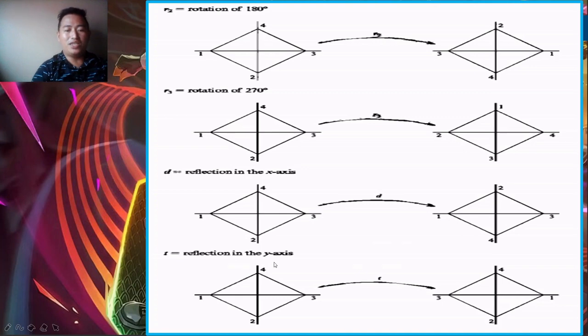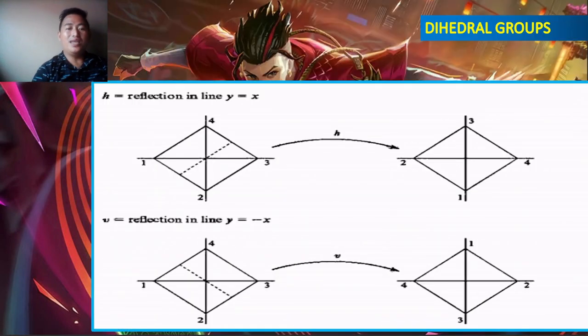Next class, reflection in the y-axis. So for the y-axis, it is steady on the other side. So 4 and 2 are steady. We flip it again, and 1 and 3 are also swapped. So 3 and 1 are here, and 2 and 4 stay steady. Okay. Next class, reflection in the line y equals x. So here, class, imagine that line. If we flip the square, 3 goes to 4, 4 goes to 3, 2 goes to 1, and 1 goes to 2.